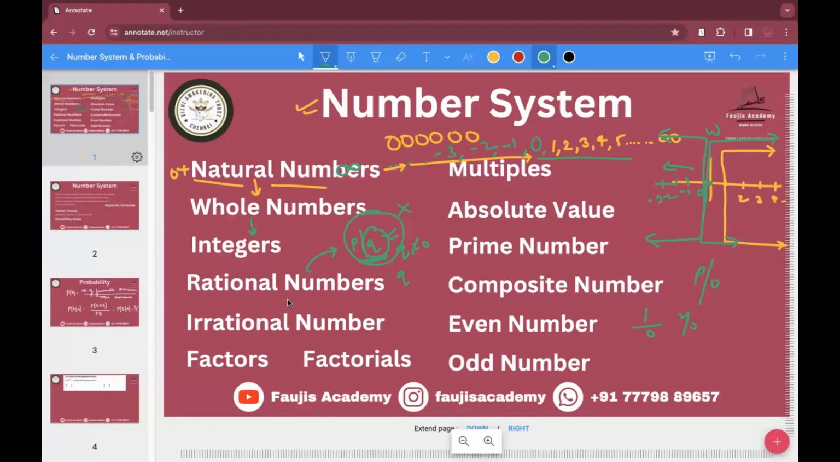And next is your irrational number. Such types of numbers cannot be expressed in the form of P by Q. Let's say root 3. Now you might argue that we can write root 3 divided by 1. But try to understand that roots are not rational numbers, because root 3 by 1 is as good as root 3. Dividing by 1 is of no use over here.